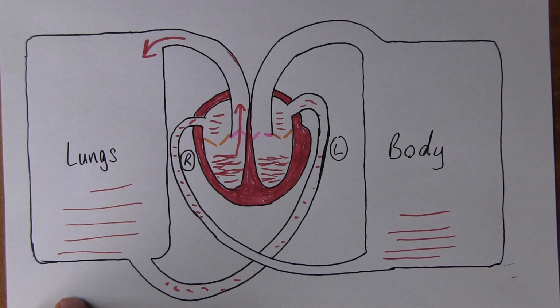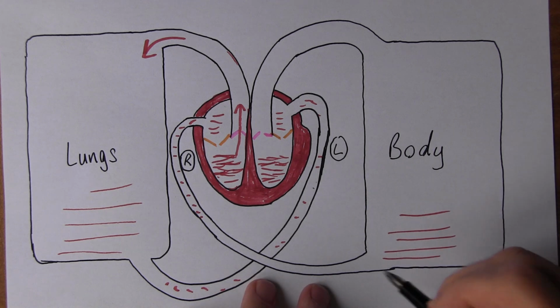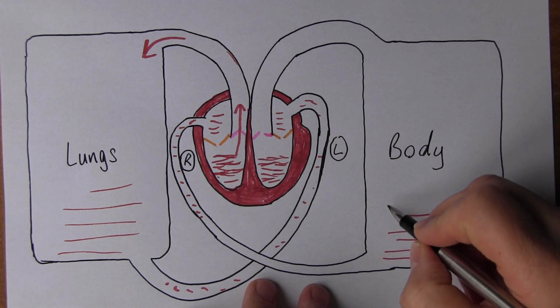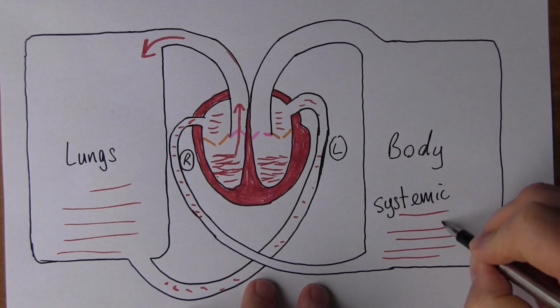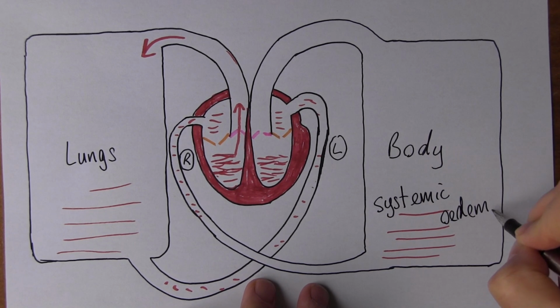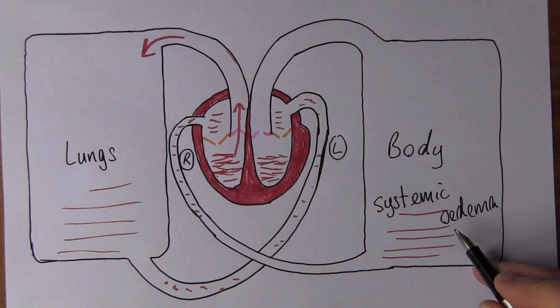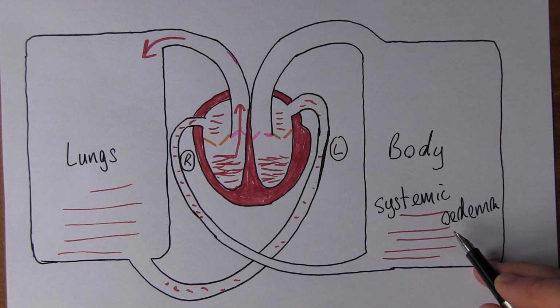And that's going to lead to systemic edema. So the right ventricular failure is going to cause systemic edema. In the UK, we put an O on the front. So that's the mechanism there.